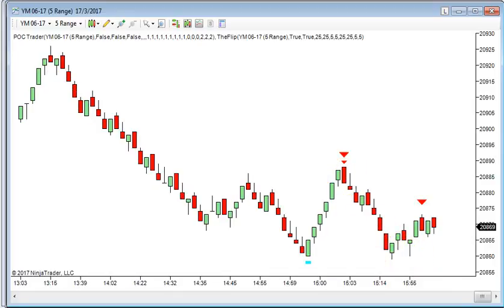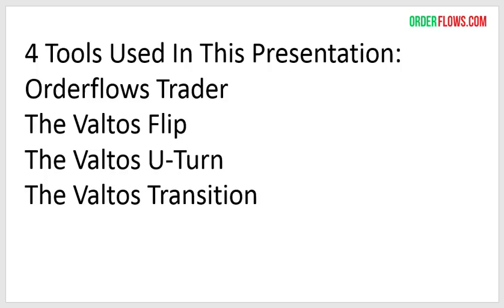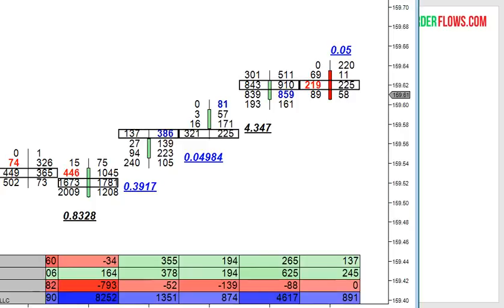Now, these are these three indicators here: Boom, Flip, U-Turn, Transition. It's part of my inner circle, or the way I had it, a special if you bought the package, but people always ask about it, and I just want to show charts about them before I jump into the normal order flow charts.